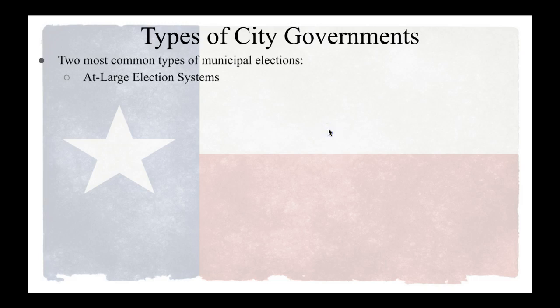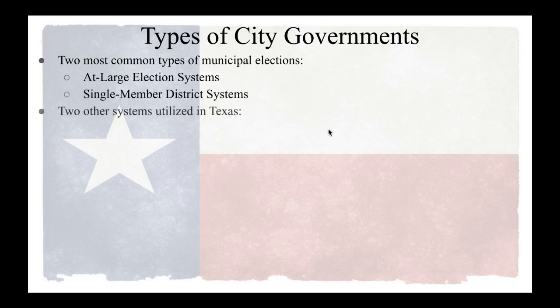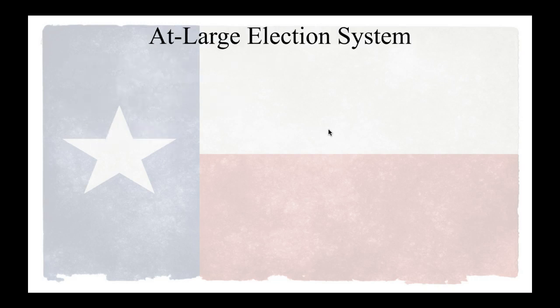All right, so the two most common types of municipal elections are called at-large election systems and single-member district systems. But there are two other types of systems that are utilized in Texas. One called cumulative voting, which is much more complex, and preferential voting, which is also complex. And so we're going to look at each one of these a little bit more in depth as we move forward.